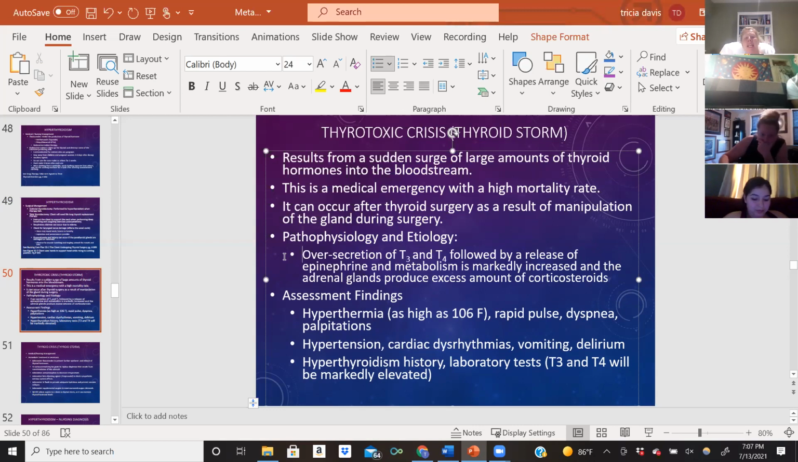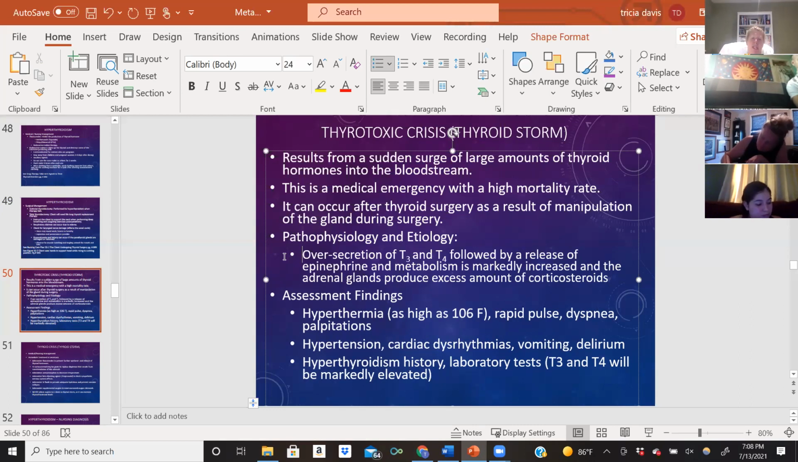Their temperatures can get as high as 106 degrees. They're going to have a very rapid pulse. They're going to be dyspneic, so short of breath. They can experience heart palpitations. They're going to have hypertension, so their blood pressure is going to be extremely elevated. They're at risk for developing cardiac dysrhythmias, nausea and vomiting. They might even experience delirium.